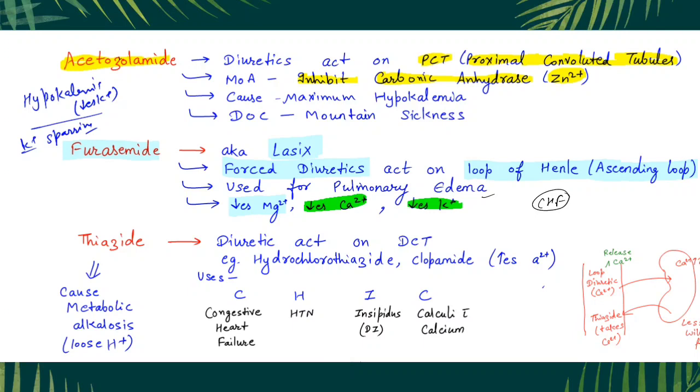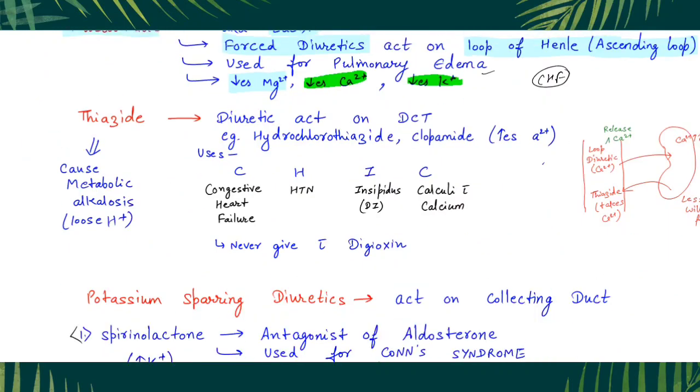Next diuretics is thiazides. Thiazide, remember, acts on the DCT, the distal convoluted tubules. What is the example for that? Hydrochlorothiazide or clopamide. What do they do? They increase the calcium. So underline this, they increase the calcium.